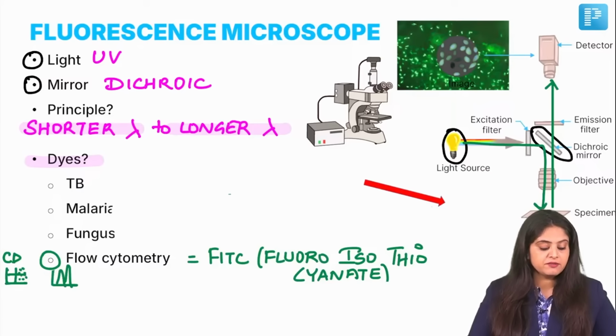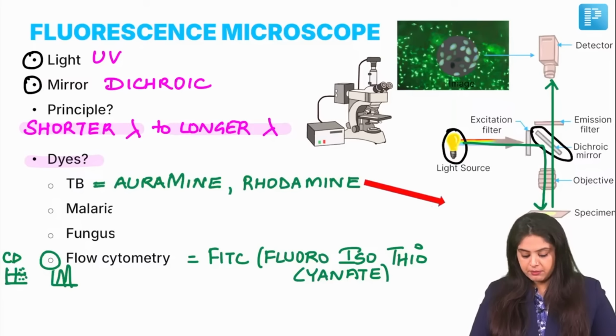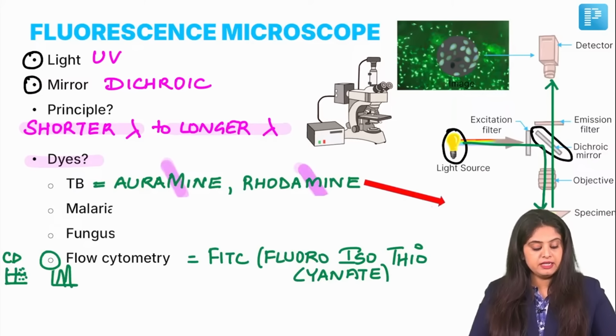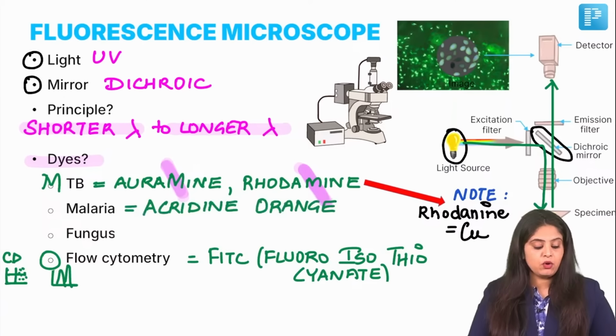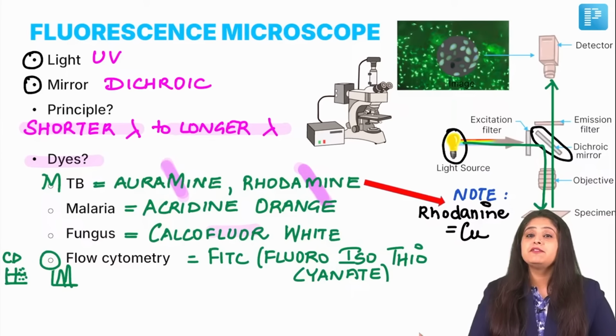For TB, what are the fluorescent dyes? Auramine, rhodamine. I hope you remembered auramine and rhodamine because we are dealing with MTB. You did not think of rhodanine because that is going to be for copper. Now coming to malaria. The fluorescent dye for malaria is acridine orange, and for fungus it is calcofluor white. Its name itself has fluorescent in it.